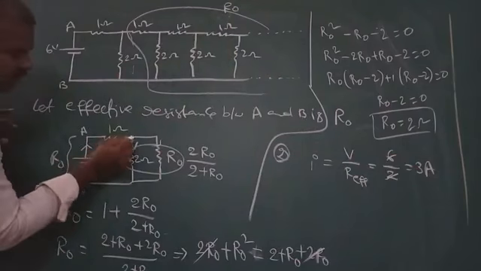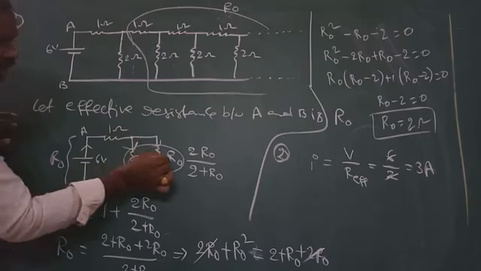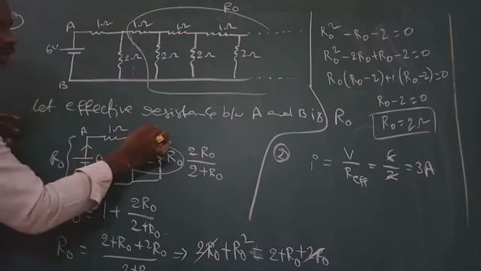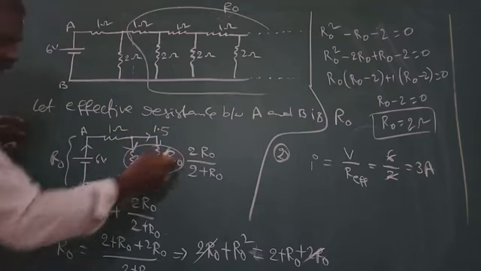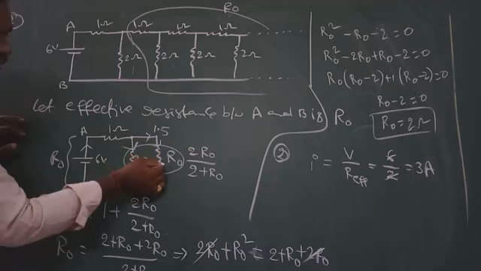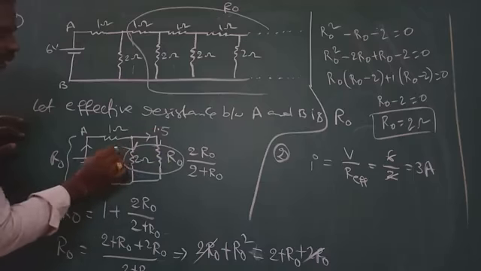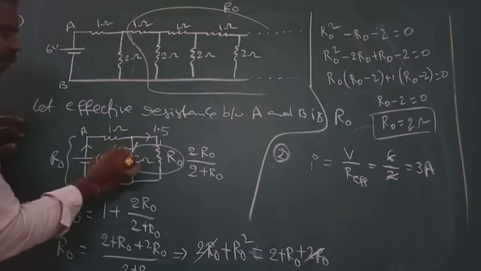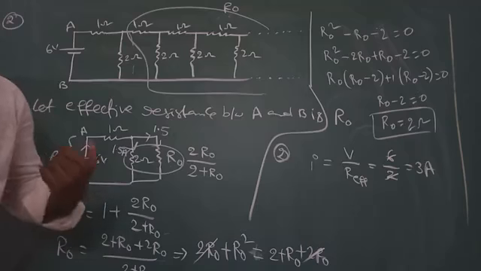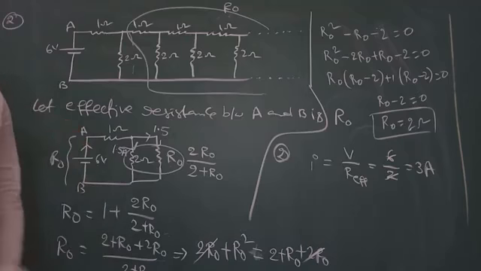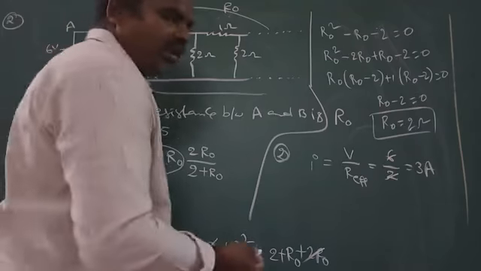At this junction, this is R0, which is 2 ohms. The current flowing through this R0 is 1.5 amperes, and the current flowing through this 2 ohms is 1.5 amperes. Then the current flowing through the 2 ohm resistor nearest to the battery is 1.5 amperes.